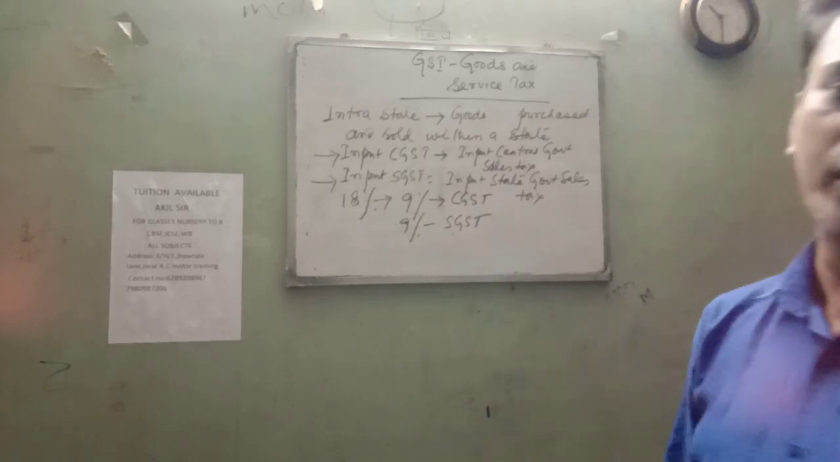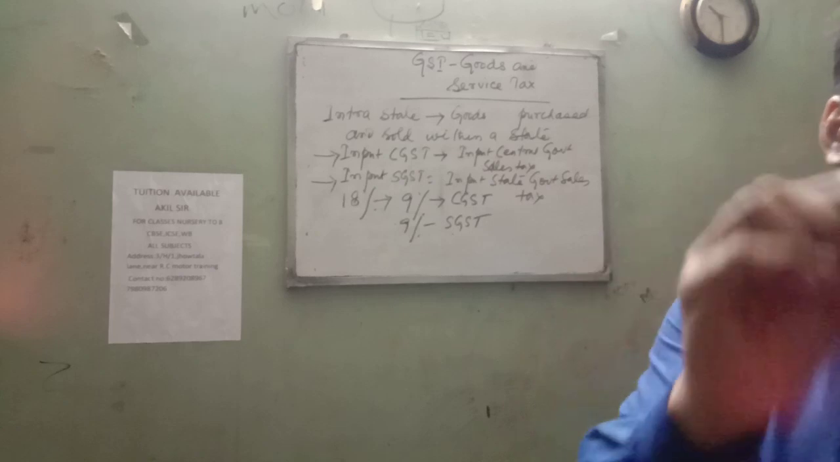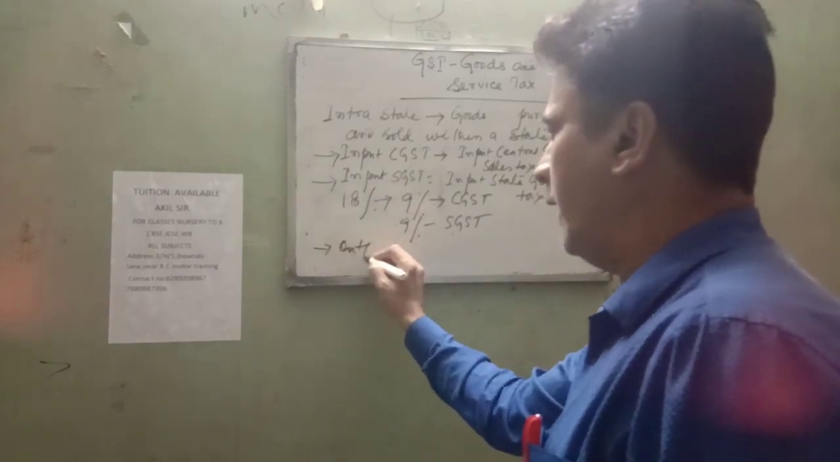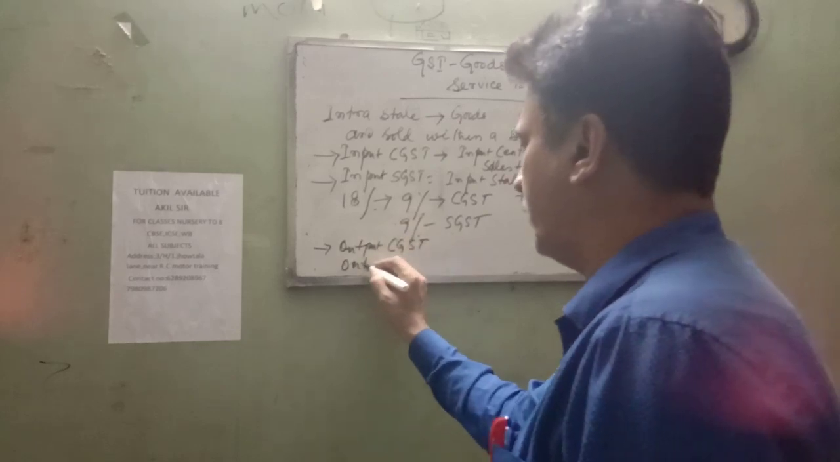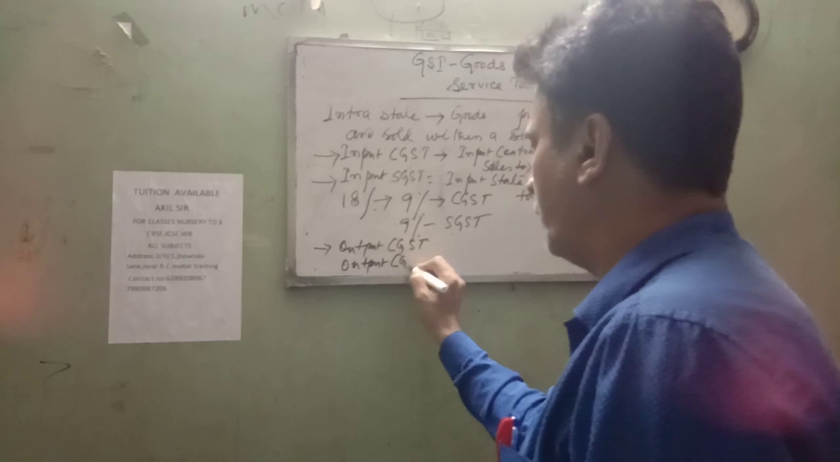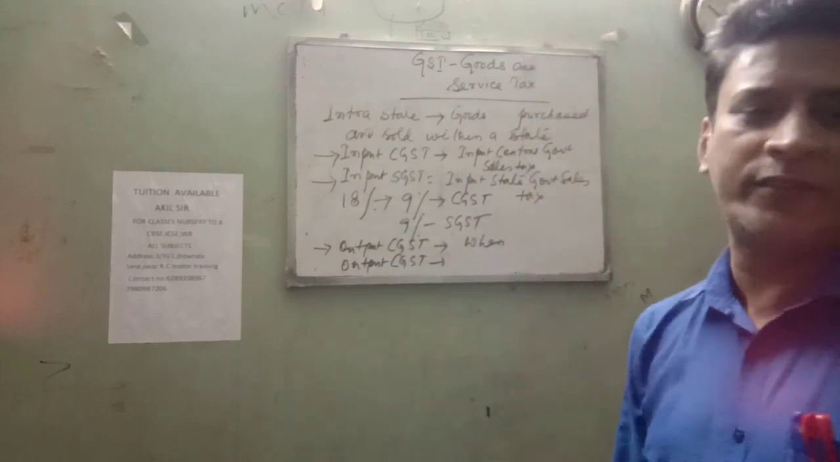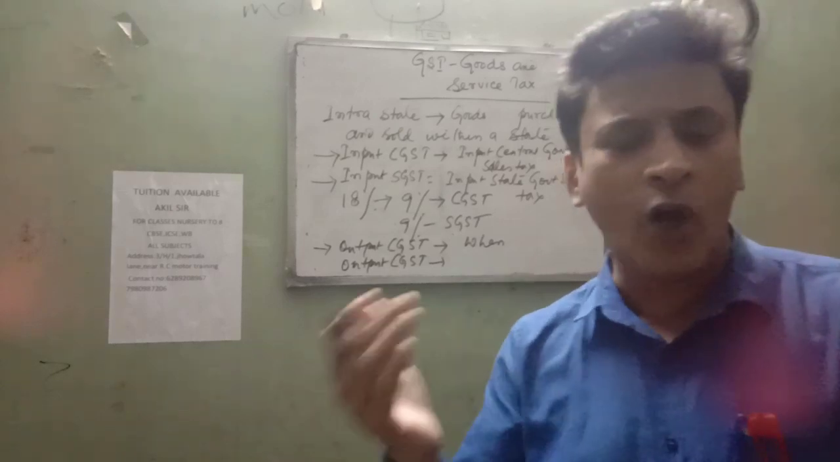In input CGST, when goods are purchased, and when goods are sold within a state, it will be output CGST and output SGST. Output CGST when goods are sold within a state. When we sell goods, what will happen? Output CGST and output SGST.